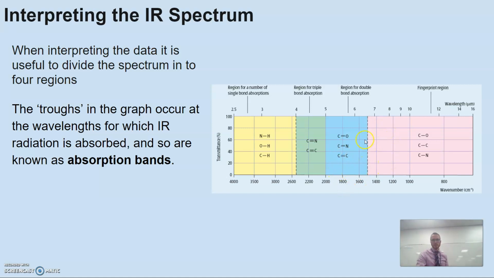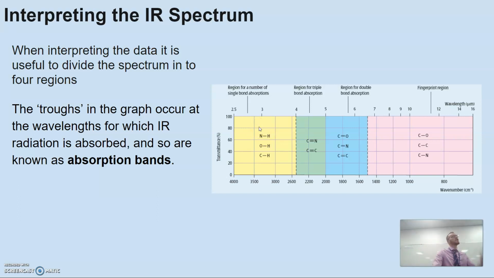So in here, for example, we've got single carbon to oxygen, single carbon to carbon, single carbon to nitrogen bonds, which will have some sort of peak or stretch, as we call it, in that region. Between 1500 and 2000, carbon to carbon double bond, carbon to nitrogen double bond, carbon to oxygen double bond. Between 2000 and 2500, carbon to carbon triple bond, carbon to nitrogen triple bond. Between 2500 and 4000, carbon to hydrogen single bond, oxygen to hydrogen single bond, nitrogen to hydrogen single bond.